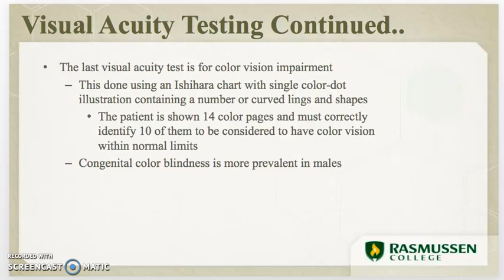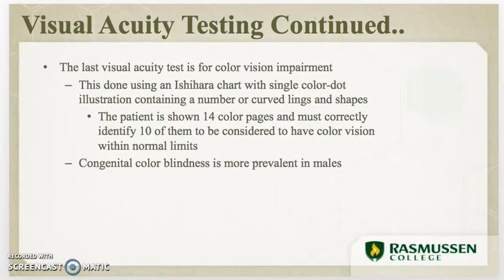The test that we use to determine color variance is called the Ishihara test. It's a printed card or book with single colored dots illustrations containing a number, curved line, or shape. The patient is shown 14 cards and they must identify 10 of them to be considered having normal color vision.